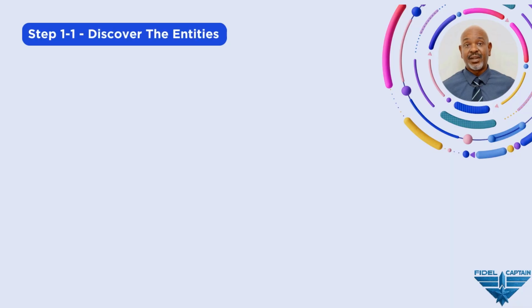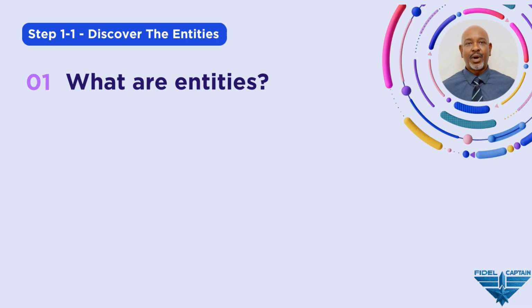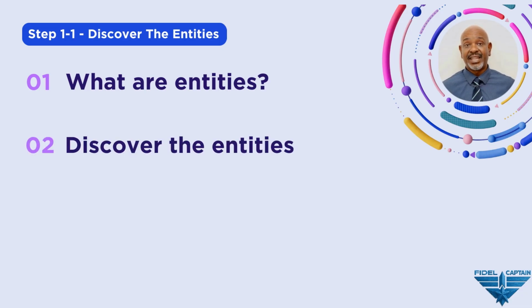In this lecture, we will explore Step 1 of the 6-step relational database design process, focusing on its first sub-step, discovering the entities. We will begin by defining what entities are and why they are important in database design. Then, we will discuss how to identify entities from a given problem domain. Finally, we will examine a case study and walk through the steps required to discover entities from a problem statement.